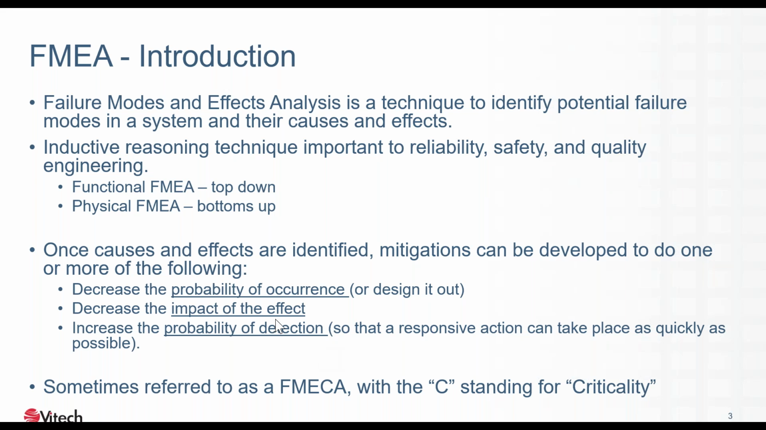Okay, so we'll talk a little bit more about the process in a couple of charts, but in general, once those causes and effects are identified, then we can look at how we can mitigate those, right? So that we don't have critical failures. And that can be done in a number of ways. We could decrease the probability of occurrence or try to design it out so that the mode is no longer even possible. We can decrease the impact of the effect, or we could try to increase the probability of detection so that we know it has occurred as soon as possible and a responsive action can be taken.